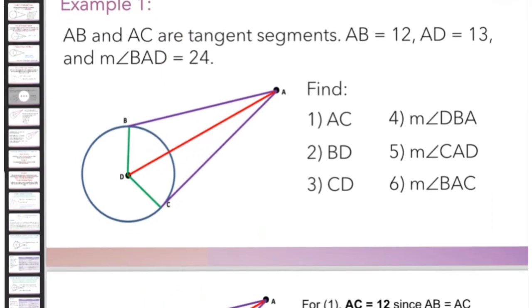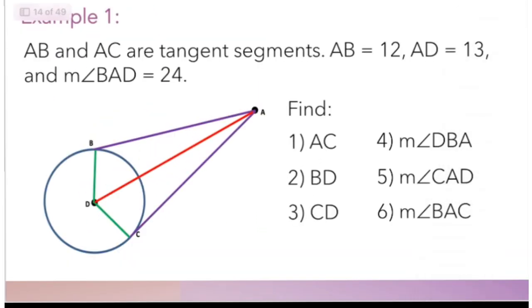So let's say that we have this example right here. It's similar to what we just did earlier. So we have AB and AC tangent segments. AB is 12, so let's write that here. AB is 12. AD is 13. BAD is 24. So as stated in Corollary 1, AB and AC should be congruent.